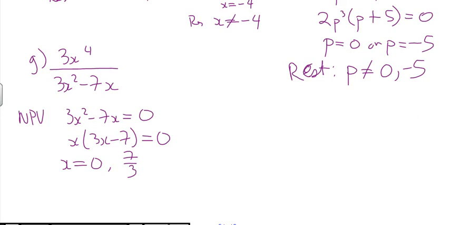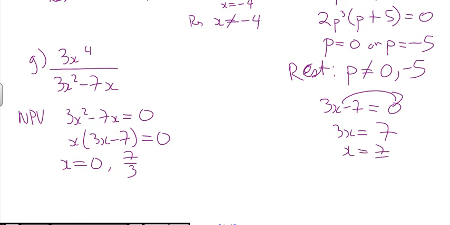opposite sign. Okay? Because really what you're doing is this. You're solving 3x minus 7 equals 0. So you got to move the 7 over. That's where the opposite sign comes from. And then you got to divide by 3. Okay, and that's where you get 7 over 3.